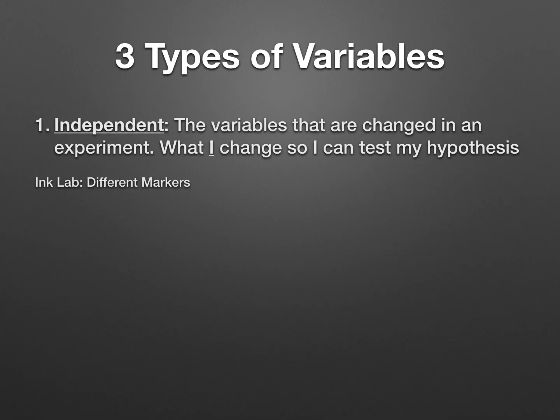Let's use the ink lab as a description. We used different markers in the ink lab. That was my independent variable. I changed the markers so we can test each marker against another. And I only did one type of marker on each strip, so we knew that that marker was that result.